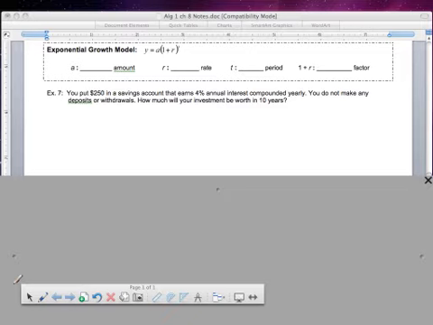Okay, so the exponential growth model simply looks like this. Y equals A times 1 plus R to the T. And what you need to know about this is that the A is the initial amount. The R is the interest rate. I'm sorry, I know I'm writing really small there. Doing the best I can. T is the period over which it is being compounded.